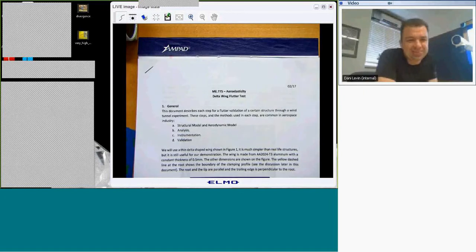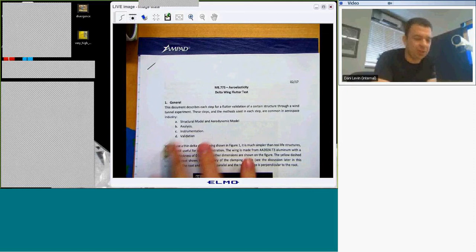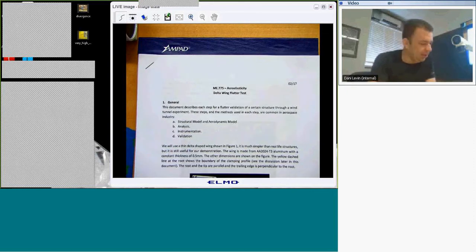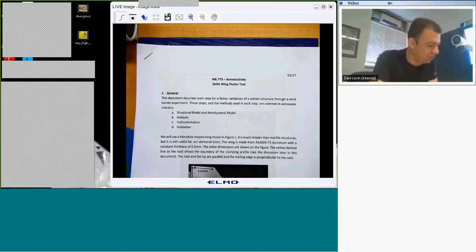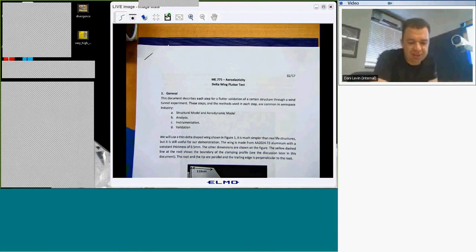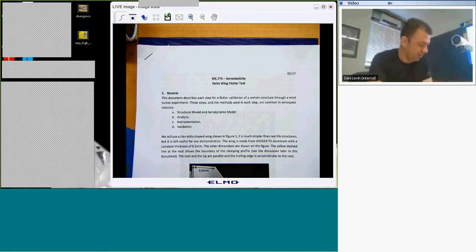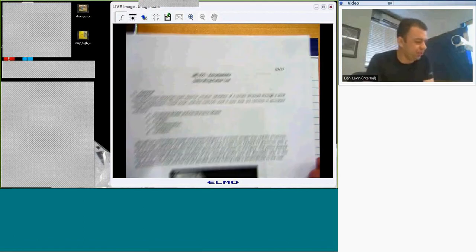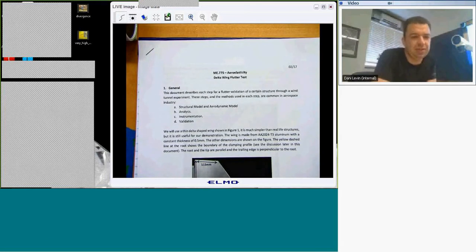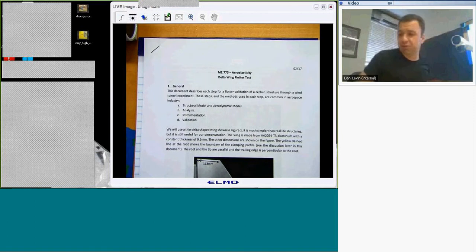Okay, guys. So I hope you all read this document. It's on Sakai, and my intention here was to show you how the analysis and the testing is done in industry. So this document pretty much goes over all of the steps that we do whenever we need to validate or to analyze some kind of structure for flutter. And so we won't get into Hamilton's principle here.